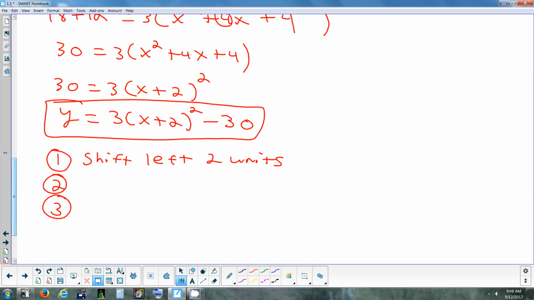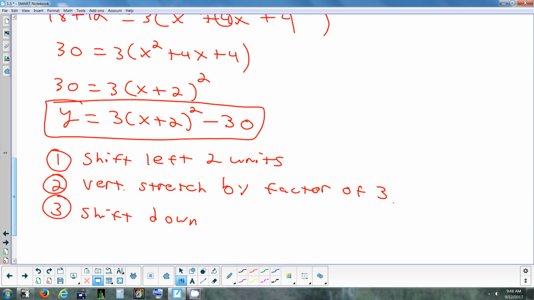Stretch it by how much? Yep. So, vertical stretch by a factor of 3. And the last thing is to shift down 30 units.